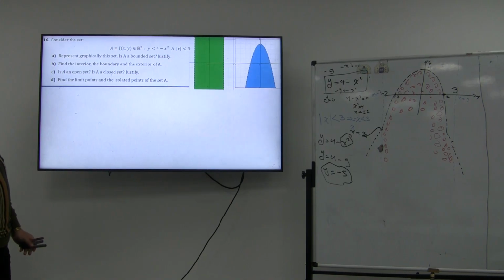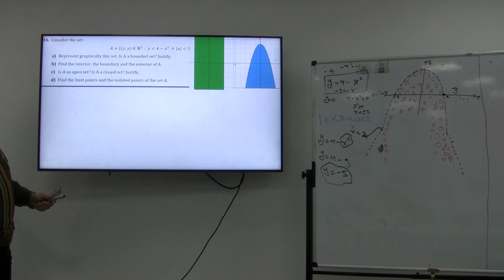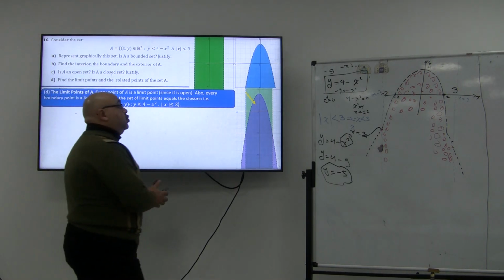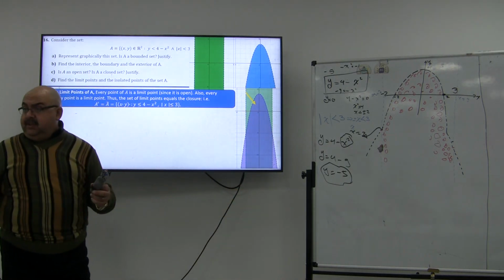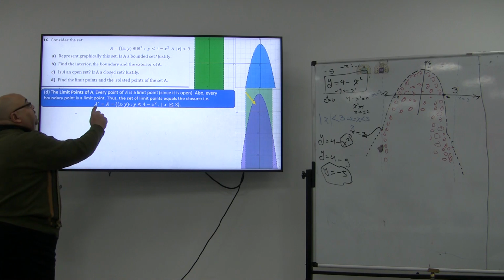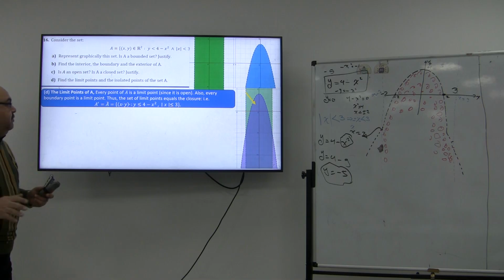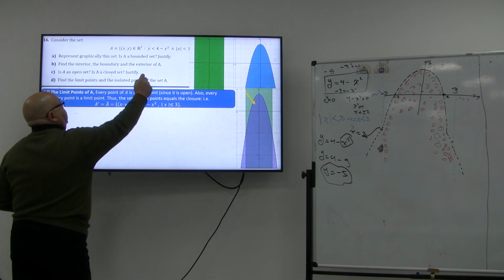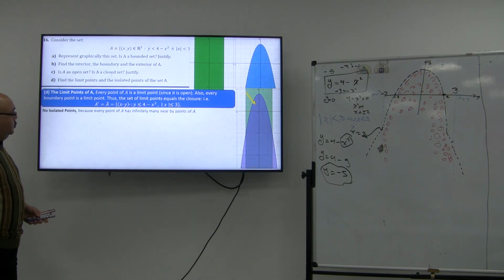If I want to identify the other question, I've done with C, now for D, find the limit points. All the points of the interior are considered limit points, and also all the points on the boundary are limit points. We don't have isolated points, so mainly the derived points and the limit points are both the same. It's exactly like the closure of A, which is less than or equal, and this is absolute value of x less than or equal to 3.